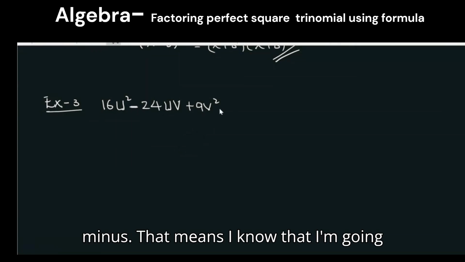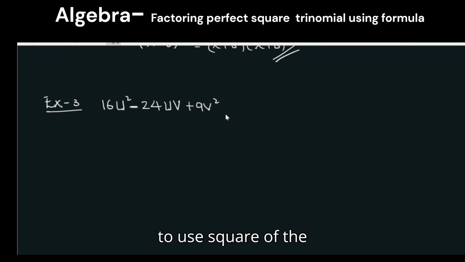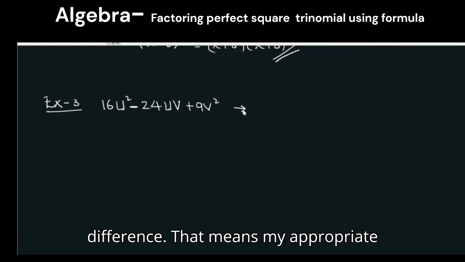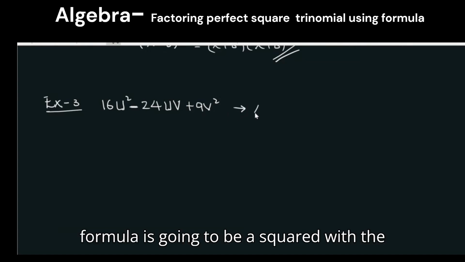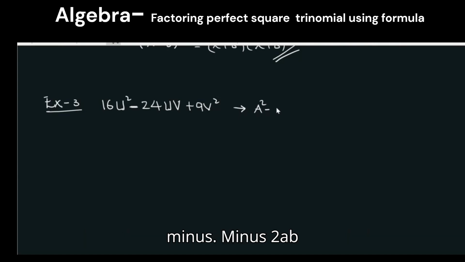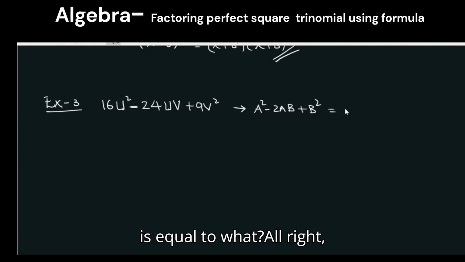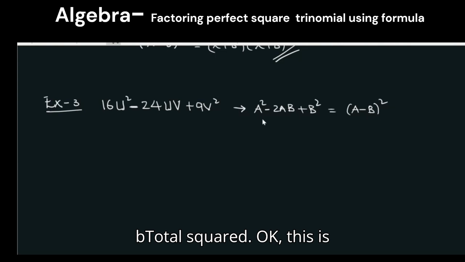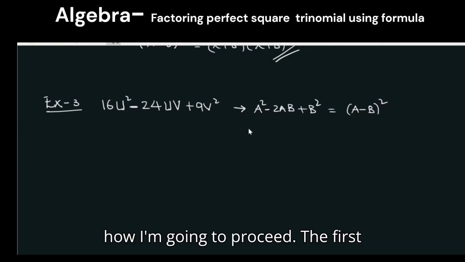That means I know that I'm going to use the square of the difference. So my appropriate formula is going to be a squared minus 2ab plus b squared. This is equal to what? All right, (a minus b) the whole square.